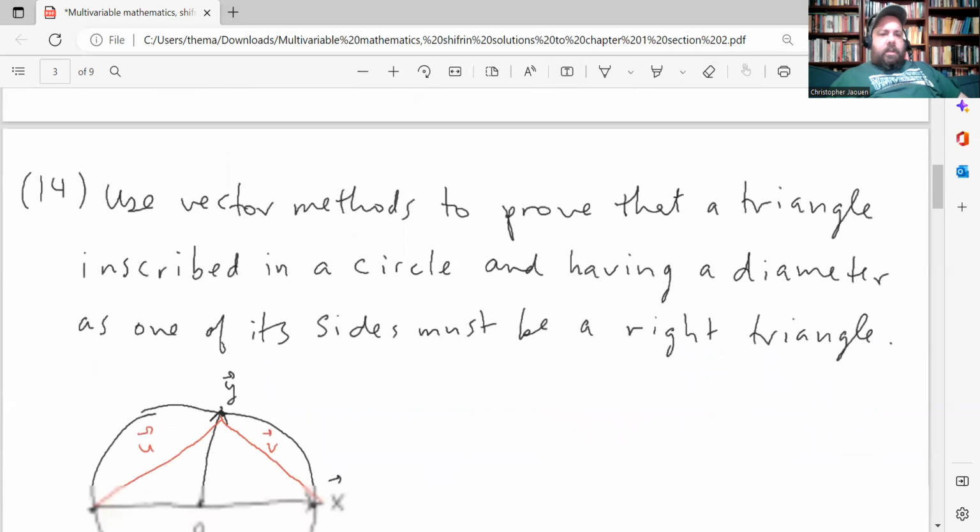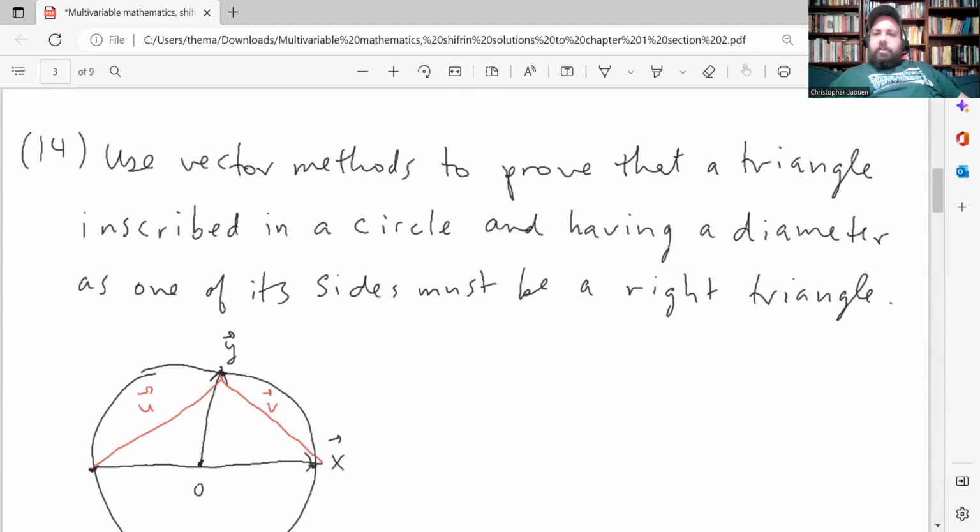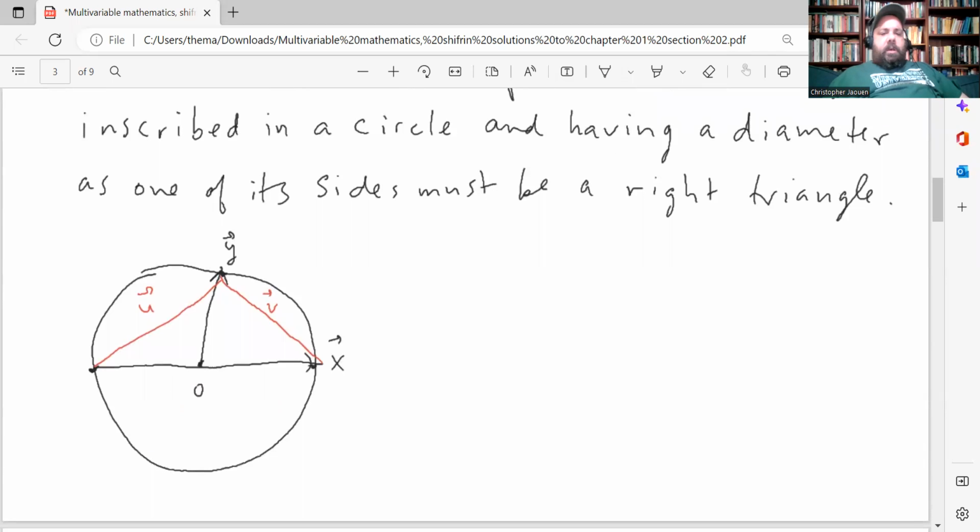The next one he suggests is question number 14. Let me read it out. He says, use vector methods to prove that a triangle inscribed in a circle and having a diameter as one of its sides must be a right triangle. He gives this figure in the book so you can visualize it. You'll have to pretend that that's a circle, because writing with the XP pen, unfortunately, it's hard to be accurate when you're drawing things.